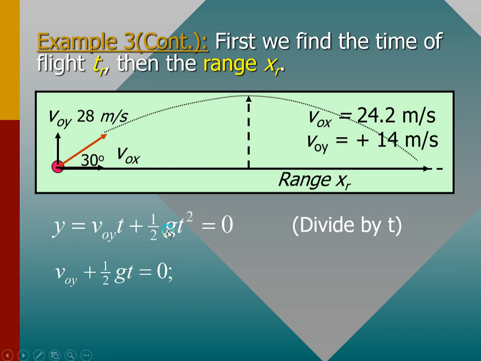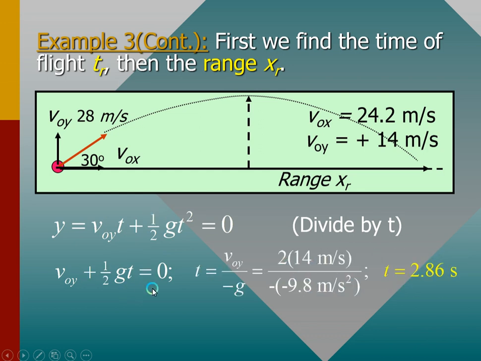Okay, so we can divide by t so that we are left with Viy plus 1 half gt only. So we can find the time, your Viy will be equal to, we multiply the 1 half, so 2 times 14 meters per second divided by negative 9.8. Since it is negative and gravity is negative, that will be positive. T is equal to 2.86 seconds.